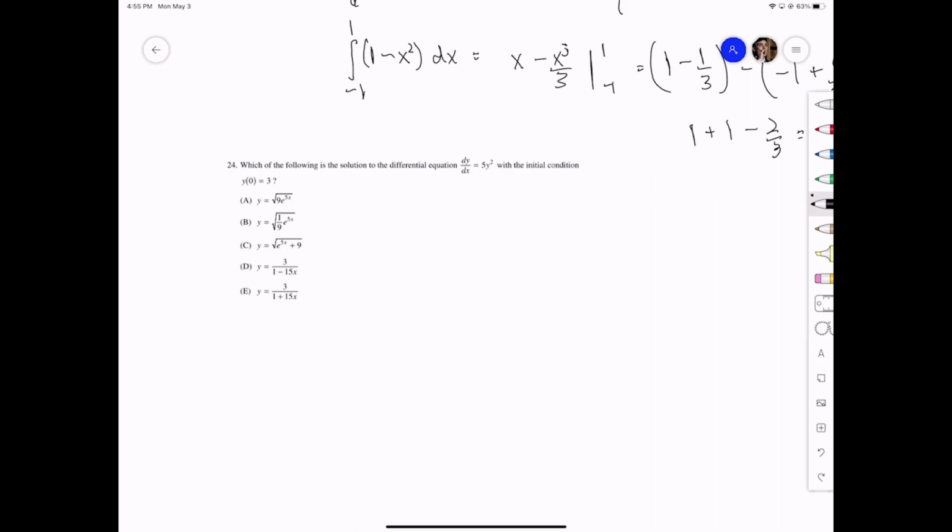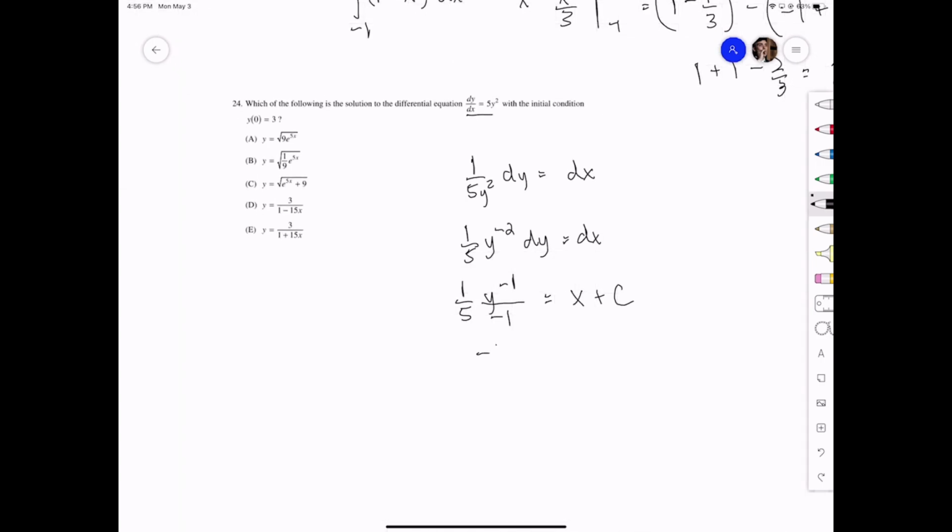What is the solution to the differential equation with the initial condition y of 0 equals 3? So you separate the variables. So 1 over 5y squared dy equals dx. So you have to use reverse power rule. So you can rewrite that as 1/5 y to the negative 2. So you add 1, so -1, and then divide by -1 equals x plus c. So that's -1 over 5y equals x plus c.